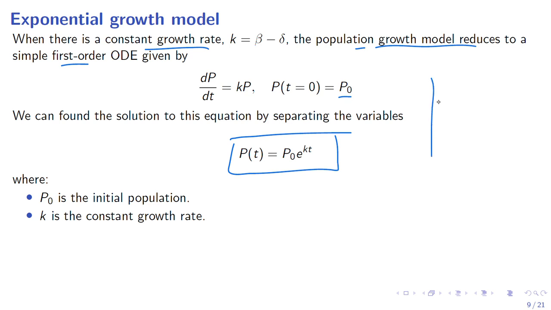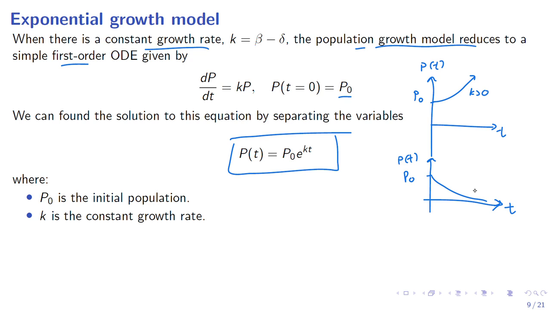And also we explored that if k is positive, this is t and P of t. This is the initial population. If k is positive, the population grows exponentially. Again, t and P of t. If this is the initial population and k is negative, we see that it's going to decay. This is for k negative.